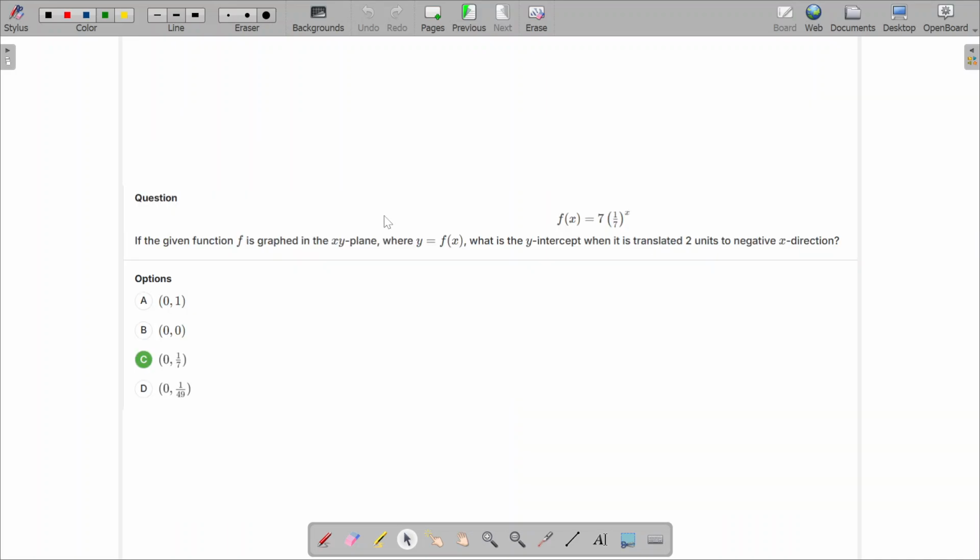Very important, because it covers two concepts. One is the exponential function, second is the transformation. If you have not learned transformation, this is the right place. So this is the right question, I would say, to learn it.